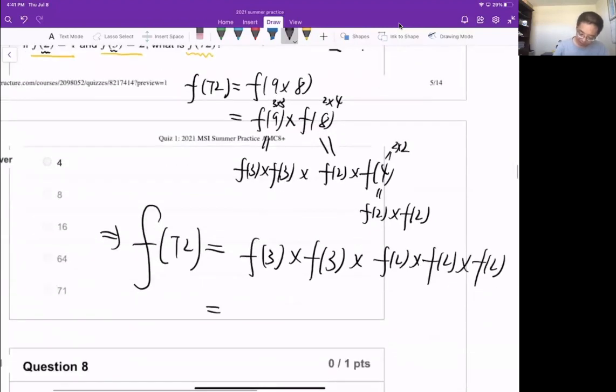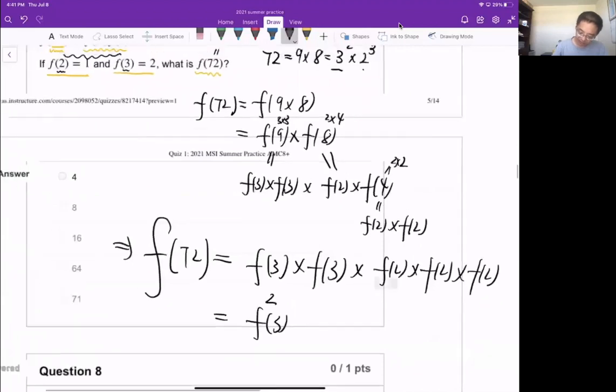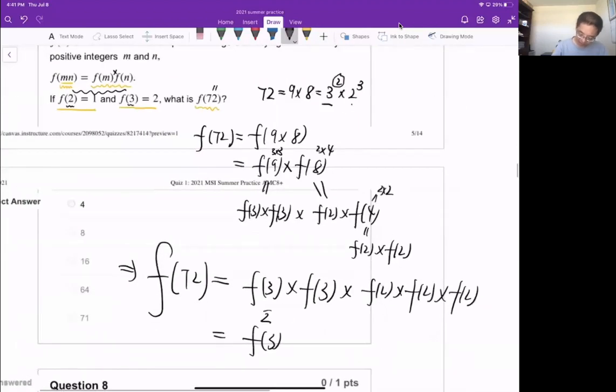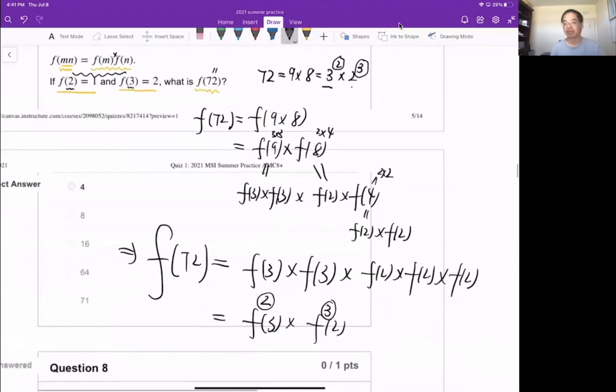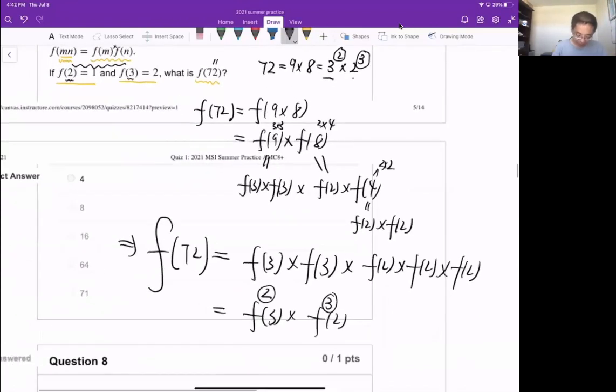Right? We can just write this as f(3) squared times f(2) cubed. It's the same powers, because it exactly follows the multiplication. Now f(3) we know is 2, so that's 2 squared, and f(2) is 1, so it's 1 cubed.